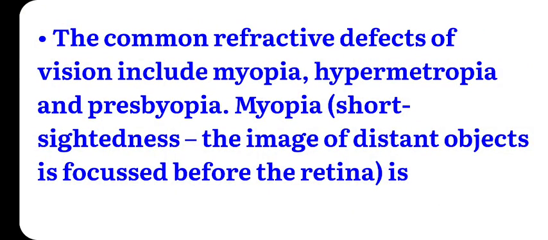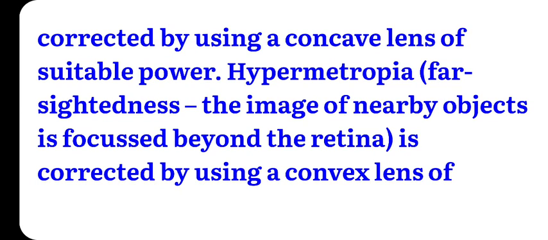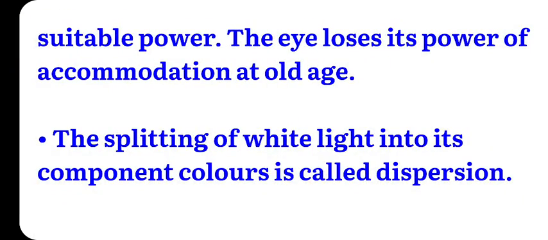The common refractive defects of vision include myopia, hypermetropia and presbyopia. Myopia, or short-sightedness: the image of distant objects is focused before the retina, and is corrected by using a concave lens of suitable power. Hypermetropia, or far-sightedness: the image of nearby objects is focused beyond the retina, and is corrected by using a convex lens of suitable power. The eye loses its power of accommodation at old age.